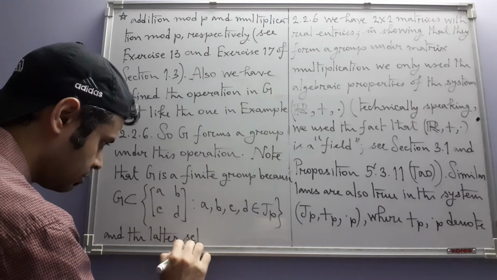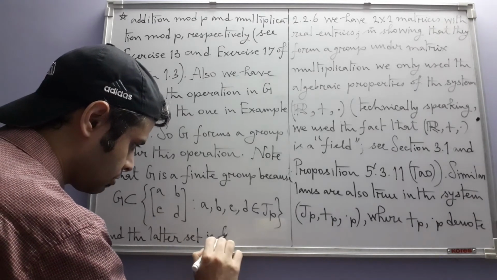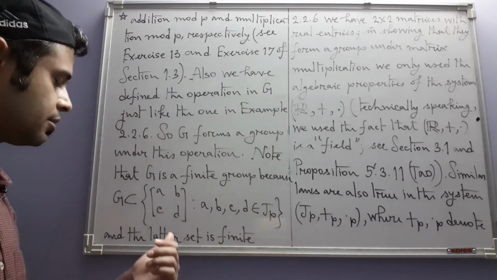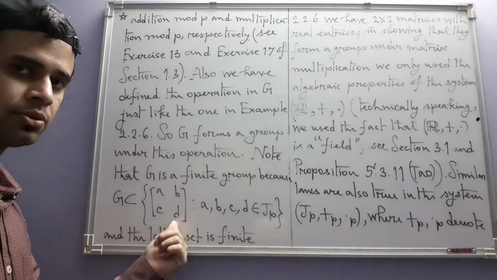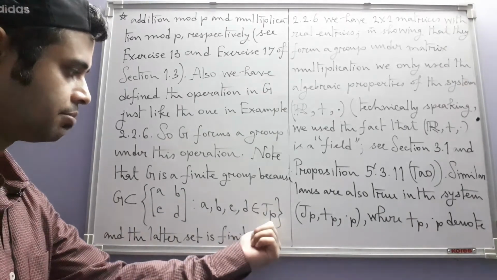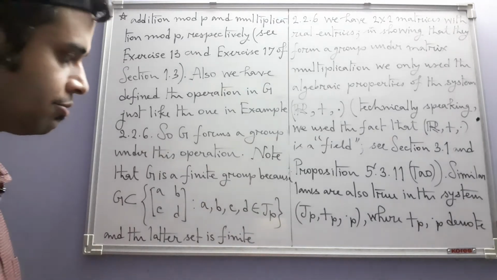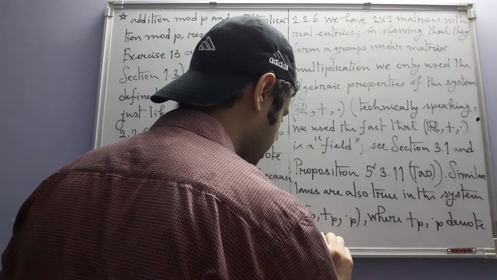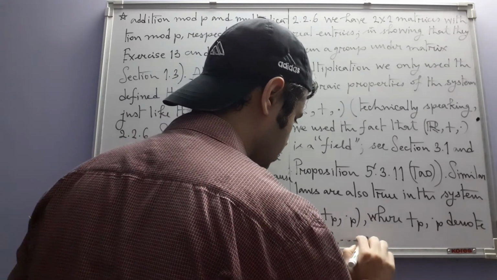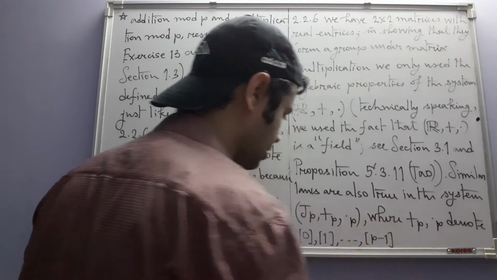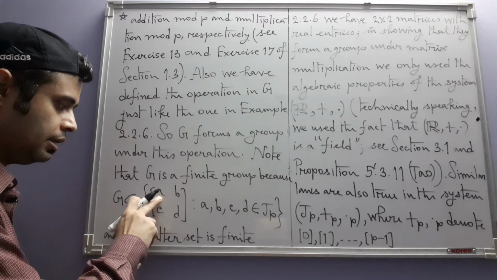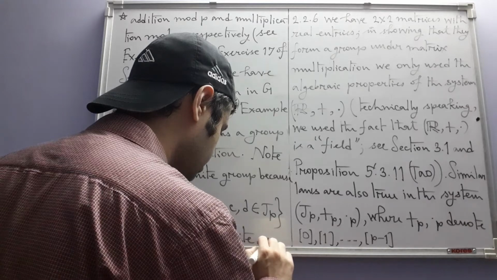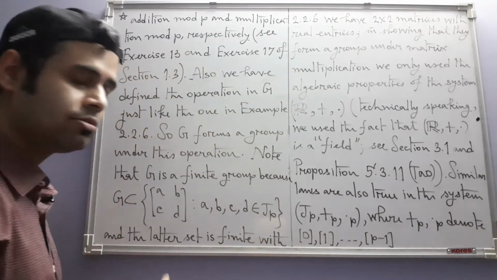the latter set, this set is finite. Why is it finite? You see, in these matrices, each of these 4 entries can be chosen arbitrarily from JP. How many elements does JP have? JP has P elements starting from 0 to ending at P minus 1. And these choices are independent. So you can make how many choices? P to the power 4 choices.